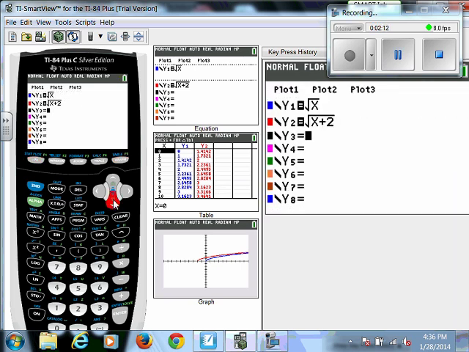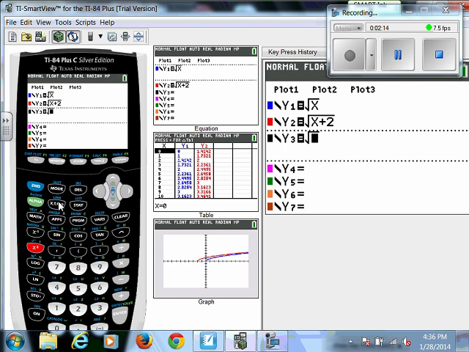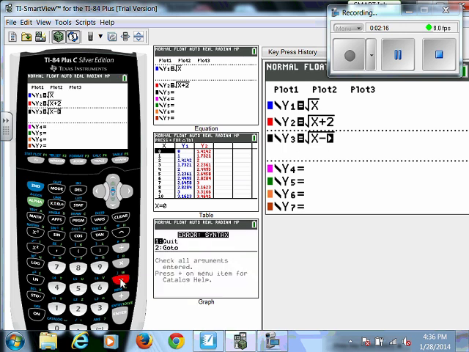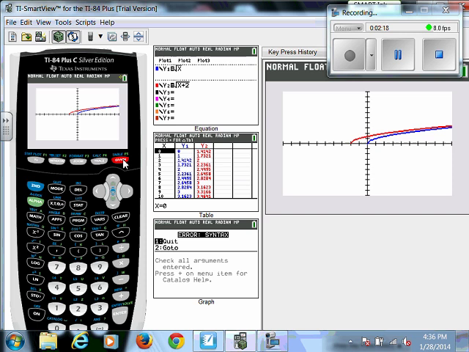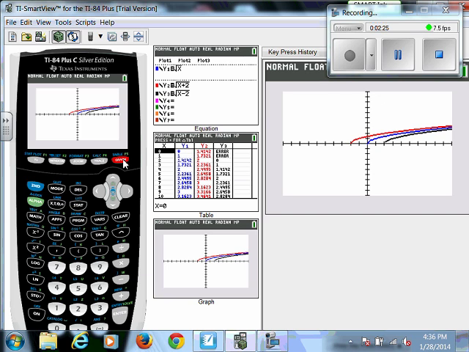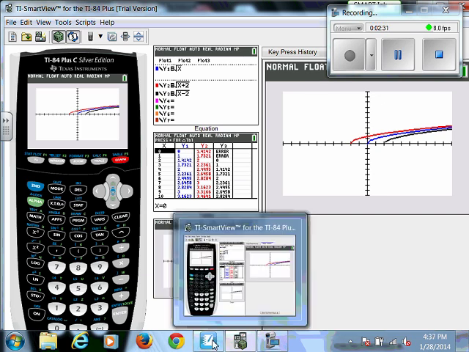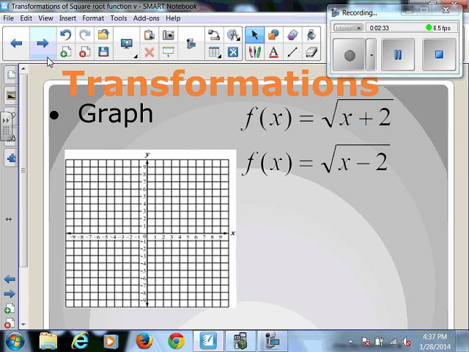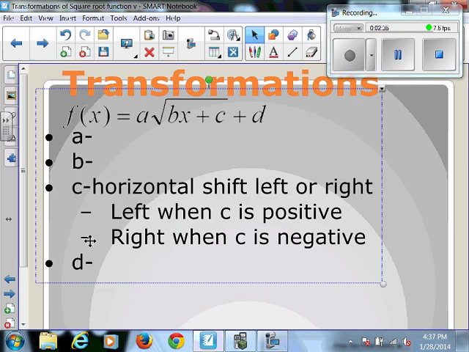Now let's go do the subtraction. And what do we think is going to happen there? We have a shift right 2 units. So we would call this a horizontal shift right 2 units. So let's summarize this. C affects it with a horizontal shift left or right. Left when C is positive, right when C is negative.